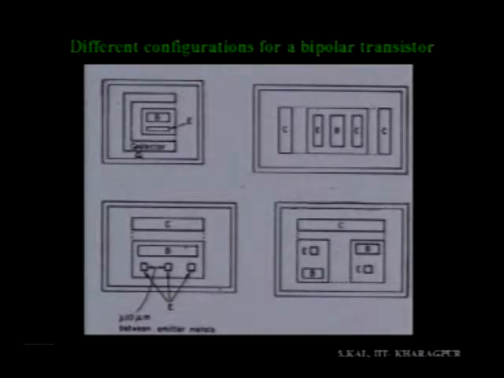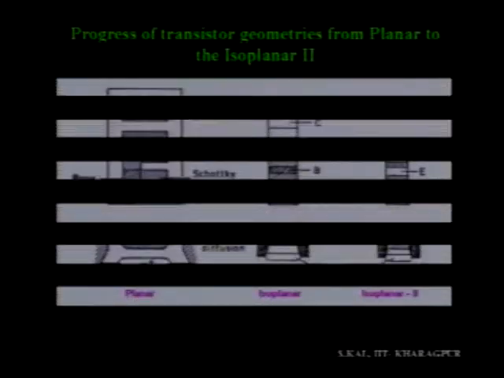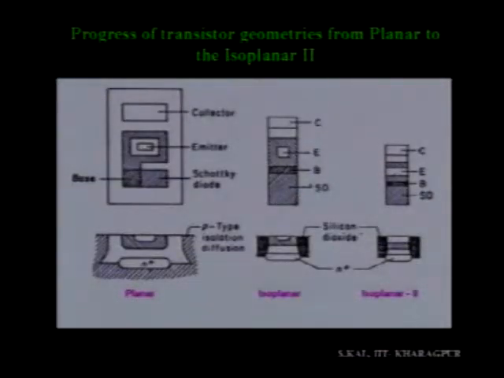Okay. Now I will discuss the progress of the transistor geometries from planar to isoplanar 2. The planar structure I already explained, that means this structure is planar, you can see. Here the emitter is there, this is the base, this is your buried layer, this is the epitaxy, and this is the P isolation.